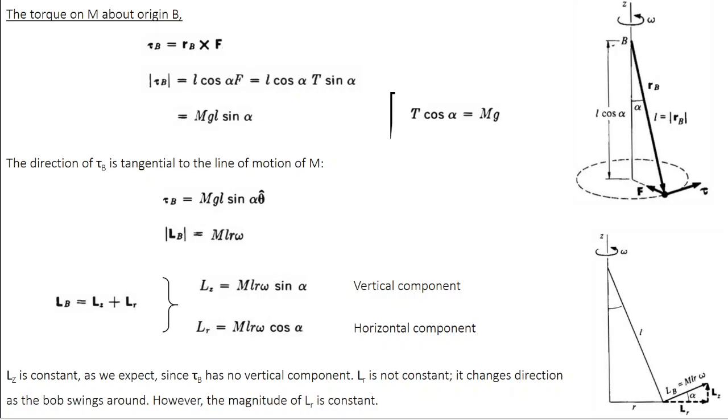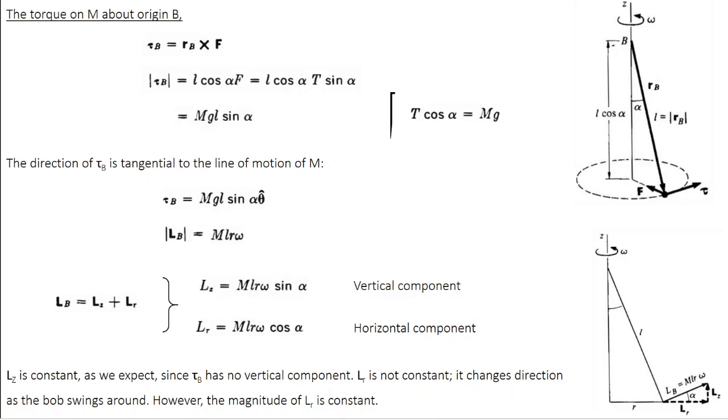Now, what is the direction of tau B? So this is a cross product. Place your right hand along the direction of RB and curl it towards F, and you will find that your thumb is pointing in the tangential direction. So tau B is along the tangential direction given by theta cap. So tau B vector equals mgl sin alpha theta cap.